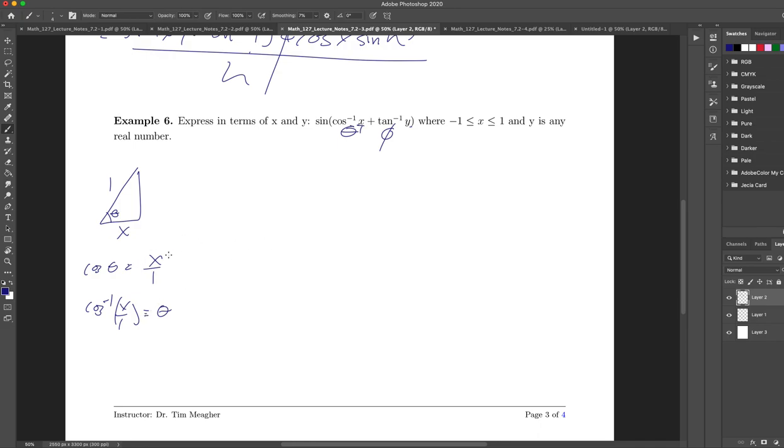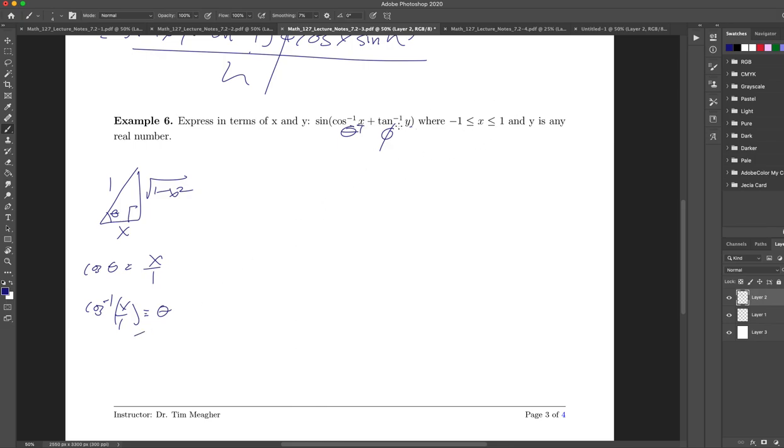Right, that's what it means to be an inverse. So cosine theta equals x over 1, so that's adjacent over hypotenuse, right? And then here I have two parts of a right triangle. I can figure out what this is. It's just the square root of 1 minus x squared, right? Hypotenuse squared minus the side squared.